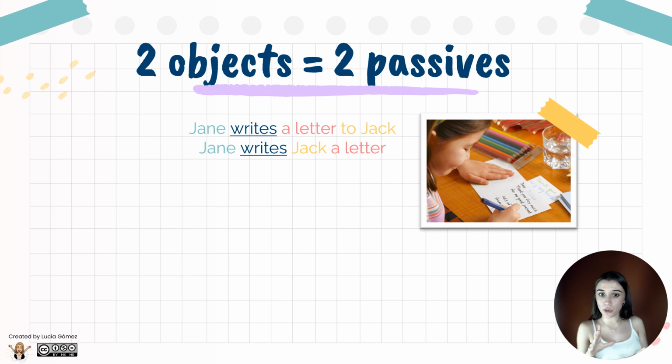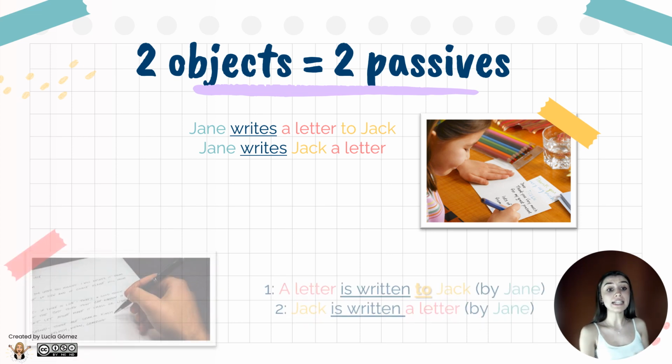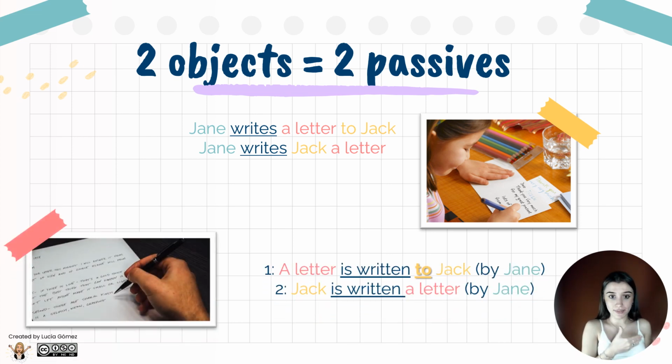De la misma manera puedo crear dos pasivas. En este caso, estas son activas porque yo me imagino a Jane haciendo la acción. Sin embargo, when I create the passive sentence, that remember that as I explained in the first video, it's used when the person is not important, it's unknown, or when I just want to sound formal. It is possible to create two different passives. One with the direct object at the beginning, like with the thing. So a letter is written to Jack. Remember what I mentioned, it's compulsory to insert ese "to".